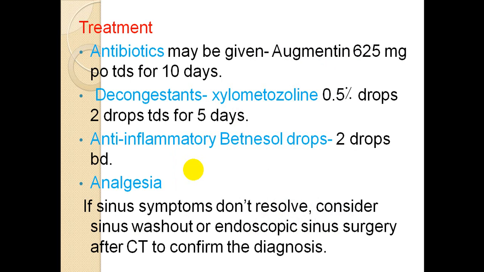Treatment of acute sinusitis is by antibiotics. We use Augmentin 625 milligrams orally 3 times daily for 10 days, with the use of a nasal decongestant like xylometazoline 0.5% nasal drops. We give the patient 2 drops 3 times daily for 5 days, with the use of anti-inflammatory betamethasone nasal drops, 2 drops twice daily, and analgesia to relieve the pain.